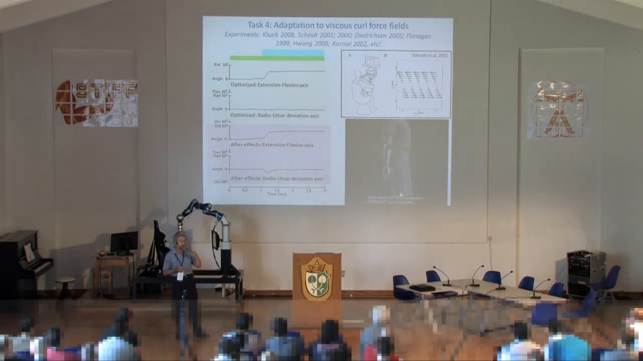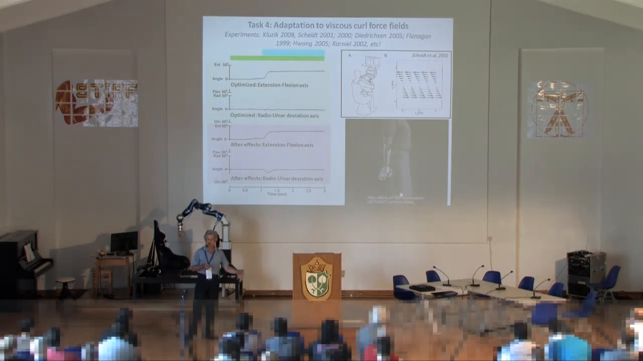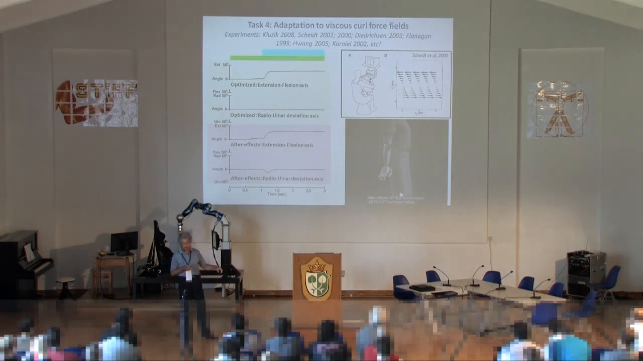And then if you turn the curl field off, you get an after effect, which is exactly what humans do. So if the humans have learned to make this movement by compensating for the curl field, and you suddenly turn the curl field off, then they, of course, make a compensatory trajectory as if the curl field were there, but now they overshoot in the other direction.